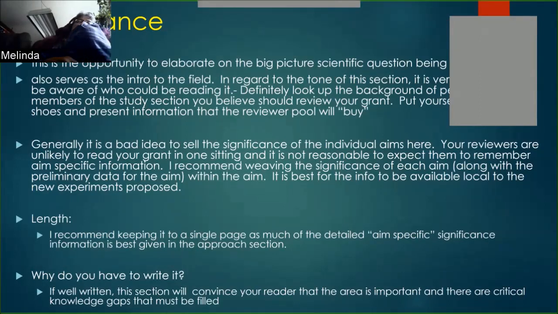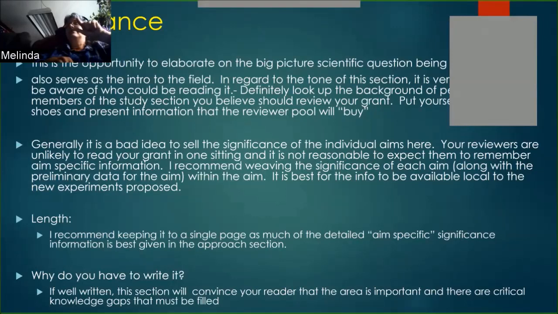Now, there are different ways that people write this. Some people put the significance for everything being done in the significance section. I personally don't do that. I use my significance section for the big picture significance. And then I put the significance of each aim in the aim. So when I start talking about the approach, I explain the significance of why I'm doing it in that aim.